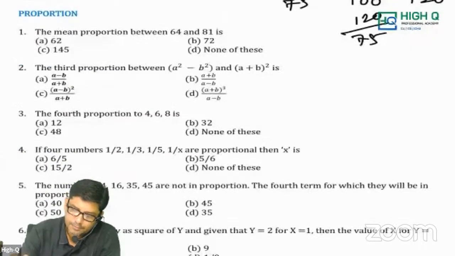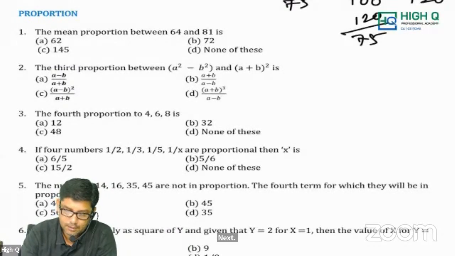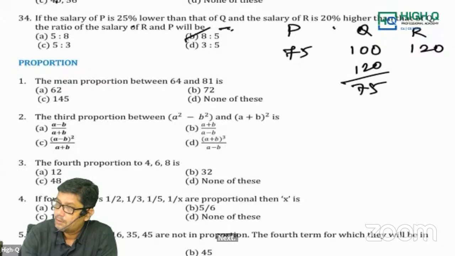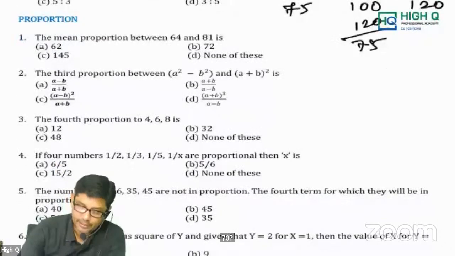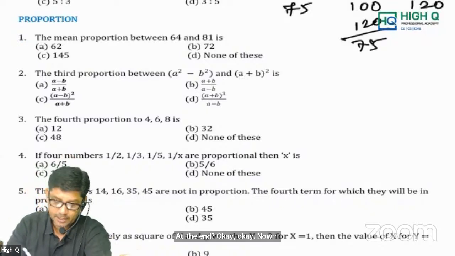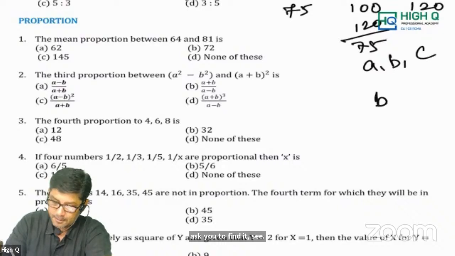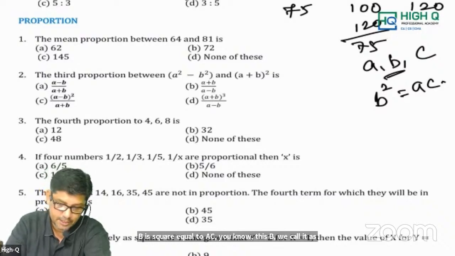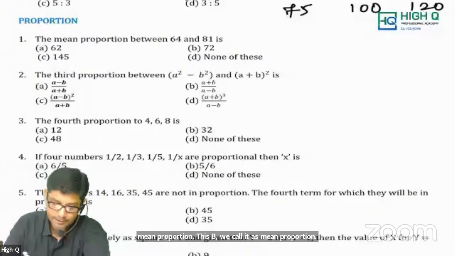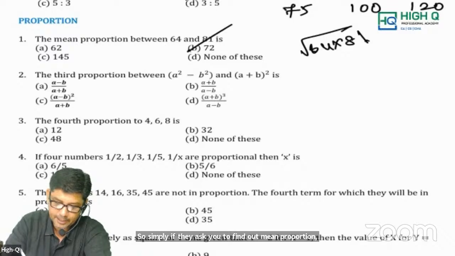Next. Now, the mean proportion between 64 and 81. My dear, if they ask you to find it, you know: if A, B, C are in proportion, B square equals AC. This B we call the mean proportion. So simply, the mean proportion is root of 64 into 81, which is the answer, my dear. 72.